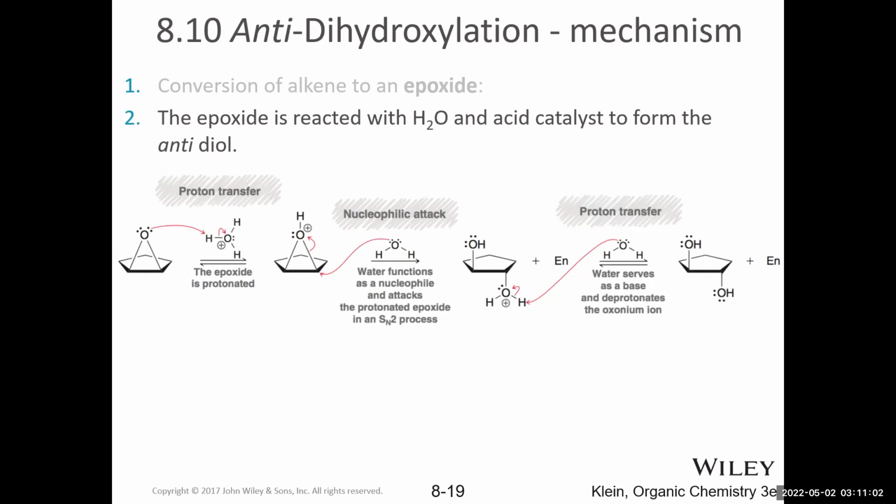Okay, so the epoxide is then reacted with water and an acid catalyst to form the anti-diol. So remember, this three-membered ring is reactive, and the oxygen is still basic. So when treated with an acid, it can pick up a proton. So this is a proton transfer step, now forming an even more reactive intermediate, because now this is a positively charged oxygen, which really wants these electrons in the carbon-oxygen bond so that it doesn't have to have as much positive charge, which leaves these two carbons more electrophilic than they were before.